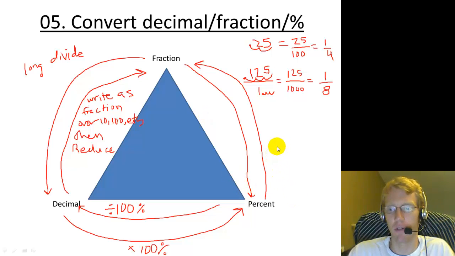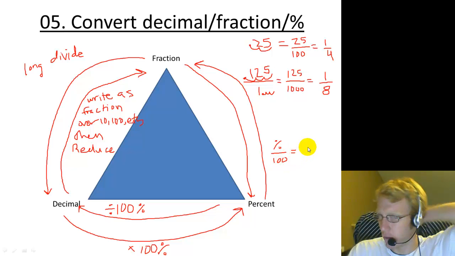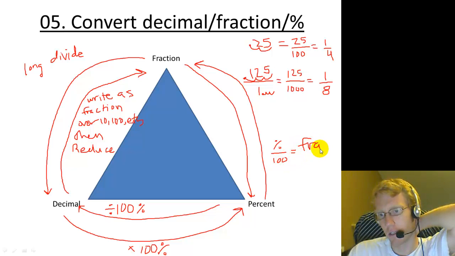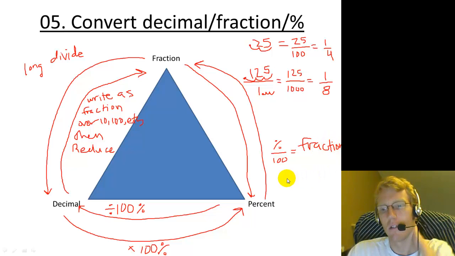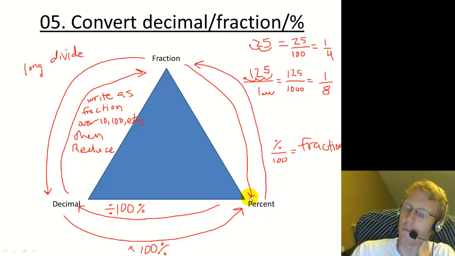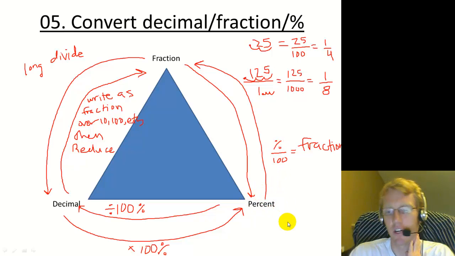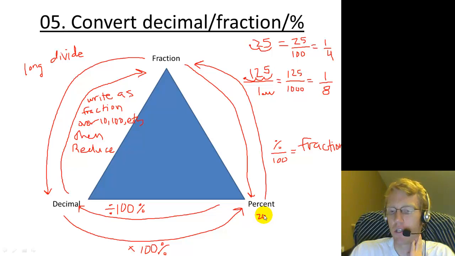You could write the percent over 100 equals a fraction. So a percent is always something out of 100. So if you have, like, 20%, that's the same as 20 out of 100, and then reduce.